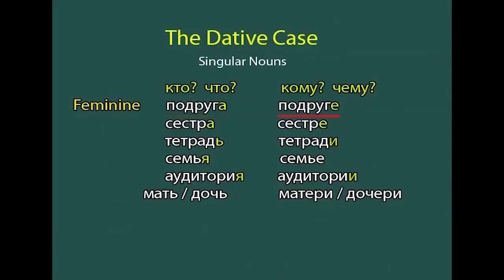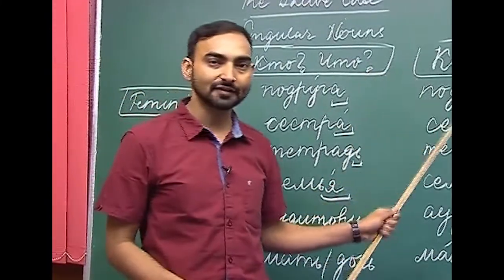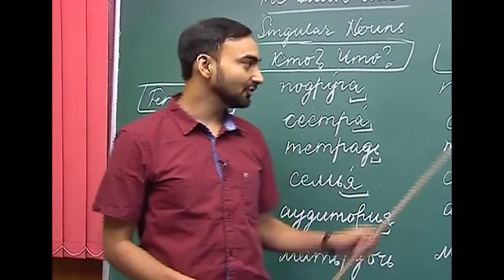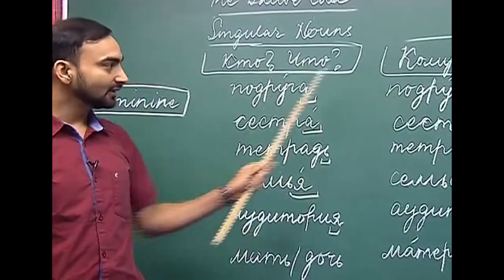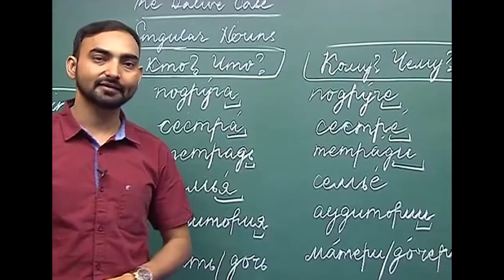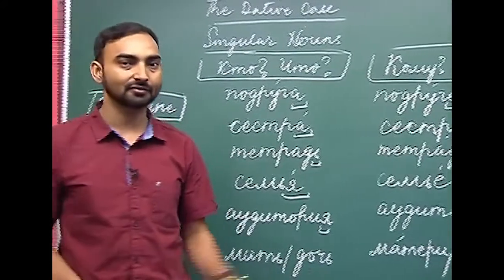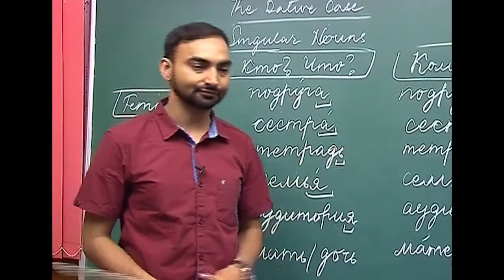So, padruga, padruge, sistra, sistrye, chitraj, chitraji, simya, simye, auditoria, auditori, mach, machiri, doch, dochiri. And if you remember the forms of the nouns in the prepositional case, you can find that the forms of feminine nouns in the dative case are the same as the prepositional case. So, if you know the prepositional case forms, you know the dative case forms as well.